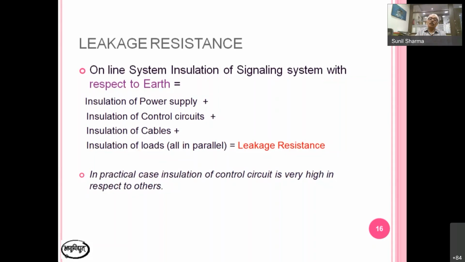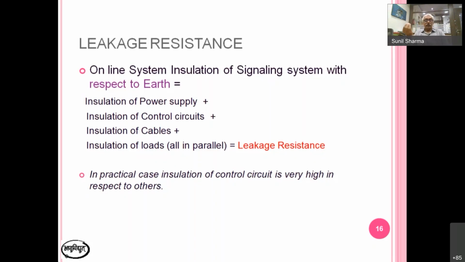As I showed you in the block diagram, it is the insulation of the power supply plus the insulation of the control circuit plus the insulation of cables plus the insulation of loads. And all are in parallel. Why in parallel? Because one side is measured with respect to earth, and the other sides are connected to each other. So their insulation becomes parallel. This total insulation is called leakage resistance.